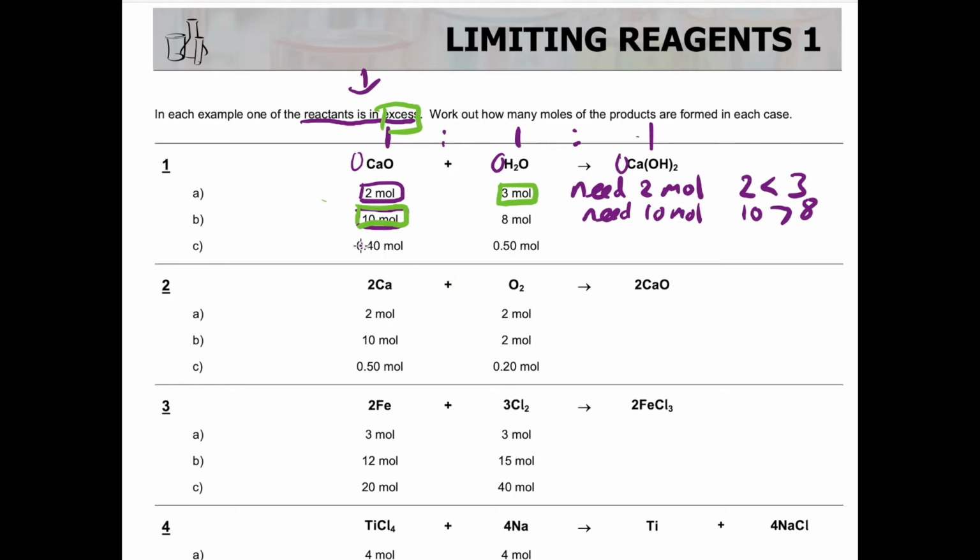So then our third example, here we've got 0.40 moles of calcium oxide. How much would we need for all of that to react? It's a 1-to-1 ratio, so we would need 0.4. And if we compare it to 0.5, this 0.4 is less than 0.50, and therefore this 0.50 is what's in excess, because we have more than what's needed to react completely with the calcium oxide.